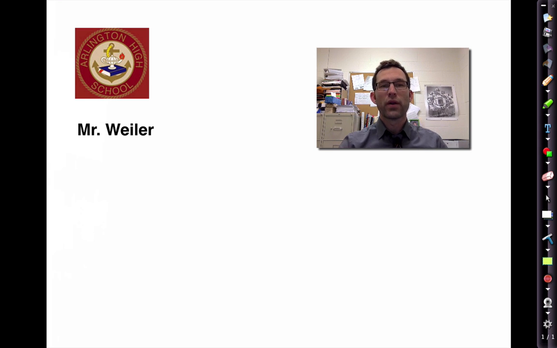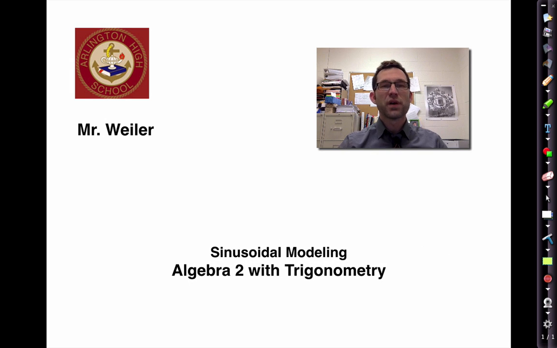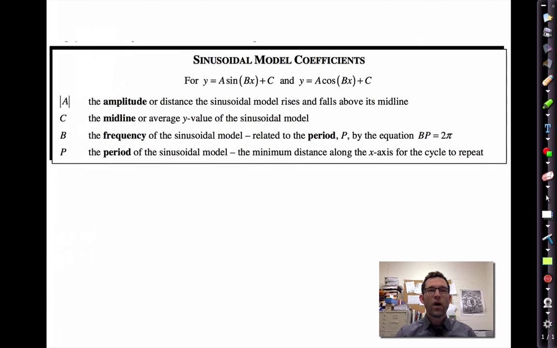My name is Mr. Weiler, and today we're going to be working with some sinusoidal modeling. In other words, we're going to try to take some real-world scenarios that can be really well modeled with both the sine function and the cosine function, as long as we understand all those little pieces like the amplitude, the midline, the frequency, and the period. So what we're going to do is start by reviewing those pieces. Let's do it.